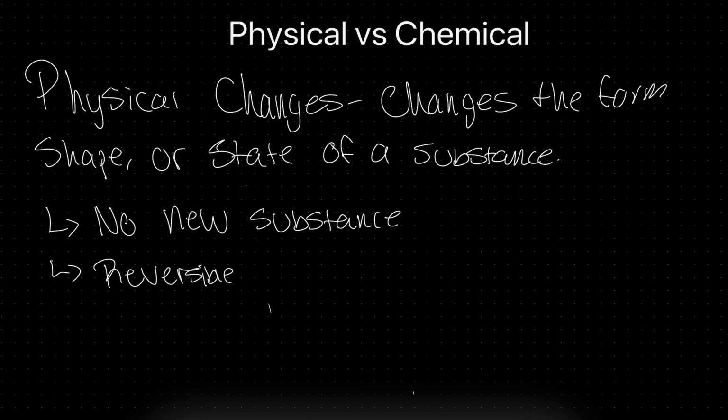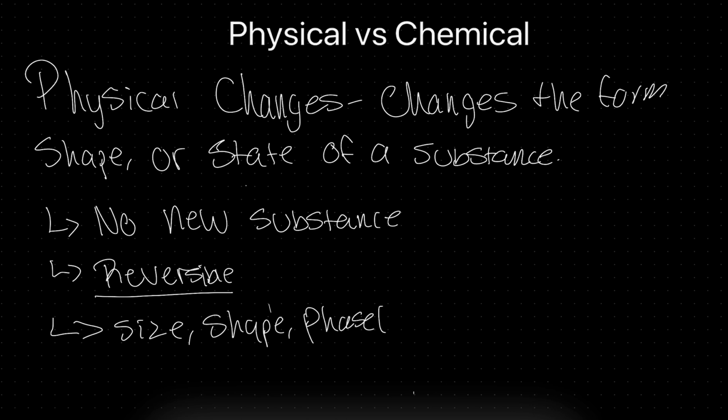So what does this mean? That means, for example, ice turning into water, we can turn water back into ice by freezing it. That's why it is reversible. Another one. So, it could include change in size, shape, phase, such as liquid, gas, or solid, or even texture. So, those are the key indicators of physical changes.